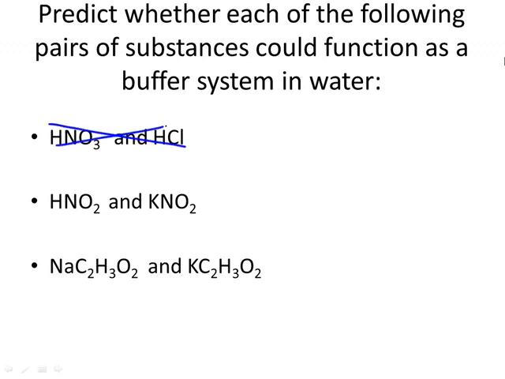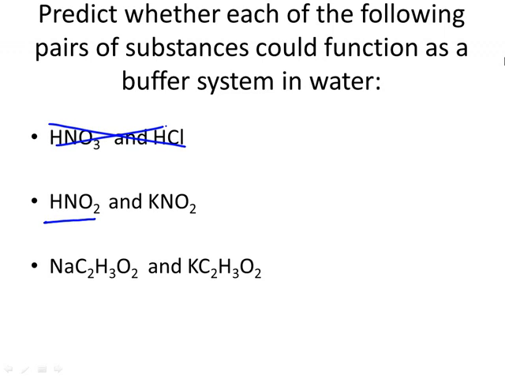In the second case, I have nitrous acid, HNO2, and KNO2. Let me just make sure everybody's on the same page with me. In chapter 10, you should have a list of strong acids and strong bases, and that list can be found in table 10.1. And we see there hydrochloric acid, hydrobromic acid, hydroiodic, nitric, chloric, perchloric, and sulfuric. Aha! HNO2 is not present.